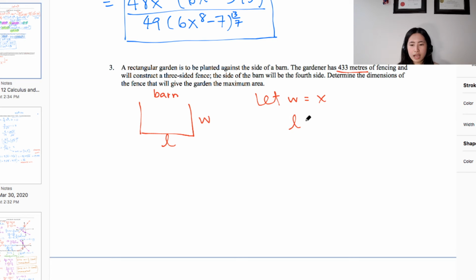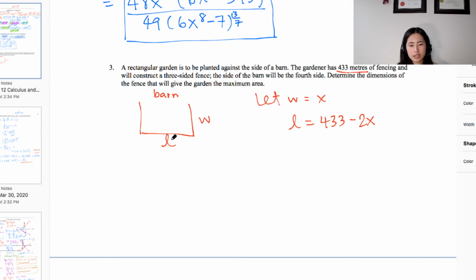For length, we know that the whole thing is 433 meters. If you think about it, this until this is 433. So we're taking the whole thing, 433, and subtracting twice your width, because you have this part over here and this part, which is your width. That's why it's minus 2x, because we said that w, your width, is x. We wanted to take just this part.